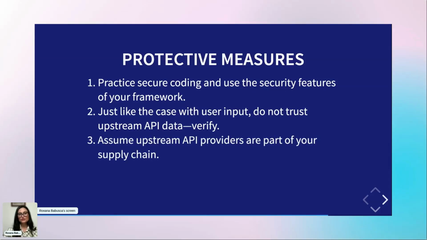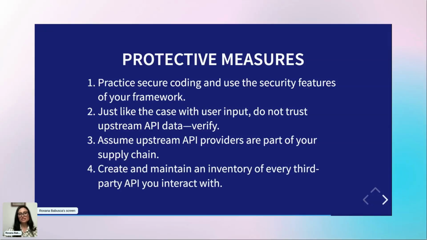Third, assume upstream API providers are part of your supply chain. Evaluate their security posture and frequently update the NPM packages you use. To identify vulnerabilities in your dependencies, you can use npm audit if you're working in a JavaScript environment, or you can enable GitHub's Dependabot or use a software composition analysis tool of your choice. For example, Semgrep, OWASP Dependency-Check, Snyk, and so on.